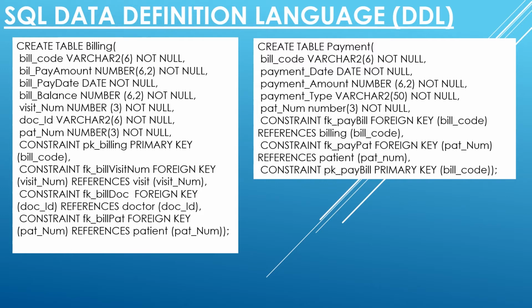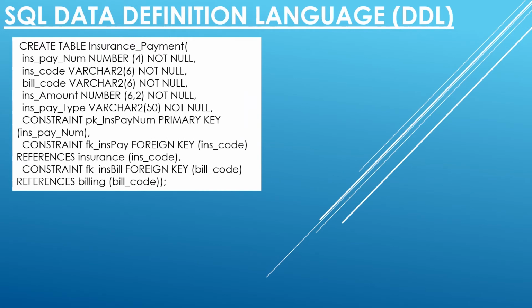Now we come to table billing, which stores the cost of the bill, the pay amount, the pay date, the balance, the visit number of a patient, the doctor ID, and the number of patients. And table payment, which basically records the information of a payment. It includes the cost of the bill, the date of a payment, the amount of the payment, the type of payment made by a patient, and lastly, the patient number. And now we come to the last table, insurance payment. It stores insurance pay number, insurance code, bill code, insurance amount, and also insurance pay type.